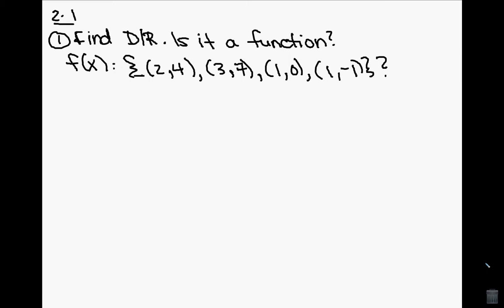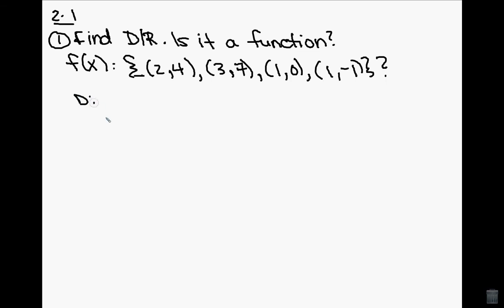This is a continuation of Chapter 2, Linear Relations and Functions. This is Part 2 of 2, going back to Example 1. From Section 2-1, it says to find the domain and range, and is it a function? So if we look, f of x is the ordered pairs (2, 4), (3, 7), (1, 0), and (1, negative 1). So the first thing we need to do is find the domain and range.